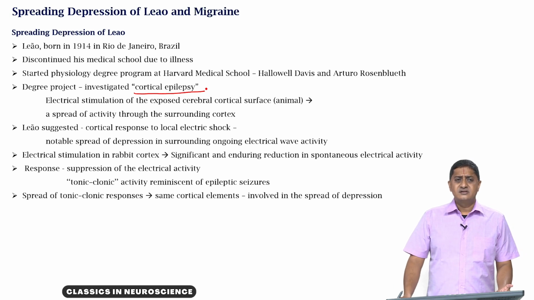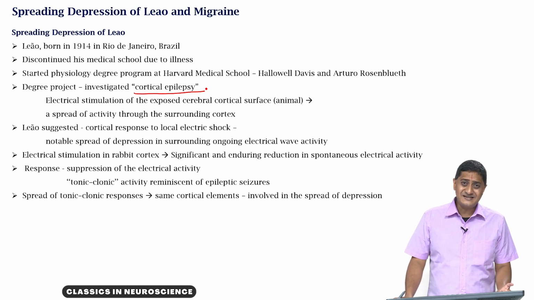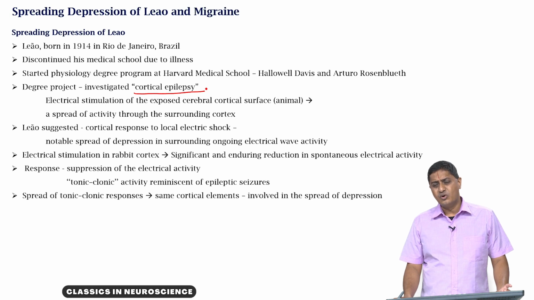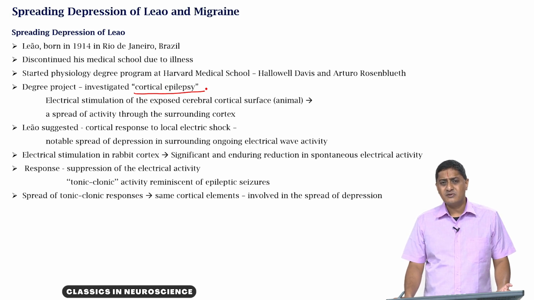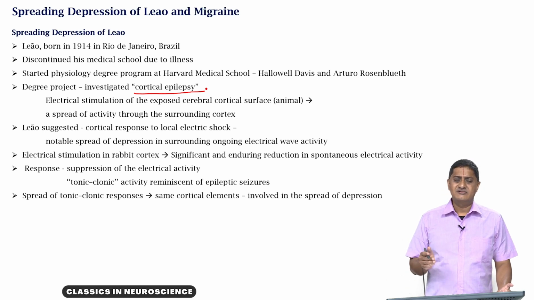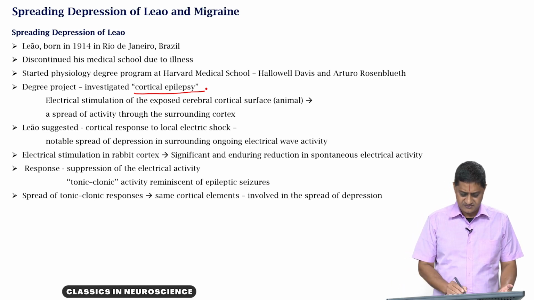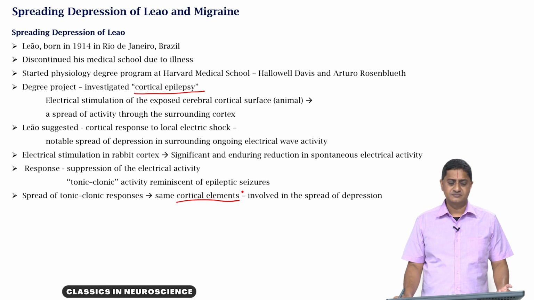Leão suggested that the spread of tonic-clonic responses and the depression that preceded it involved the same cortical structures and cortical elements. The depression followed by the tonic-clonic response, which is reminiscent of epileptic seizures, both arise from the same cortical elements.